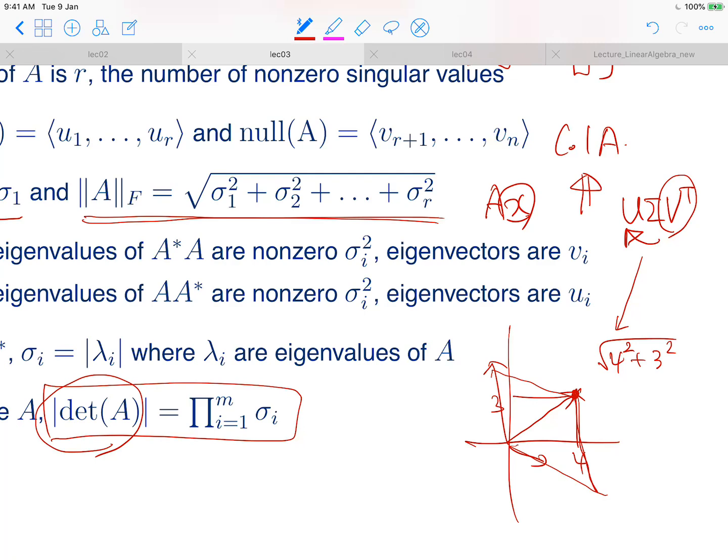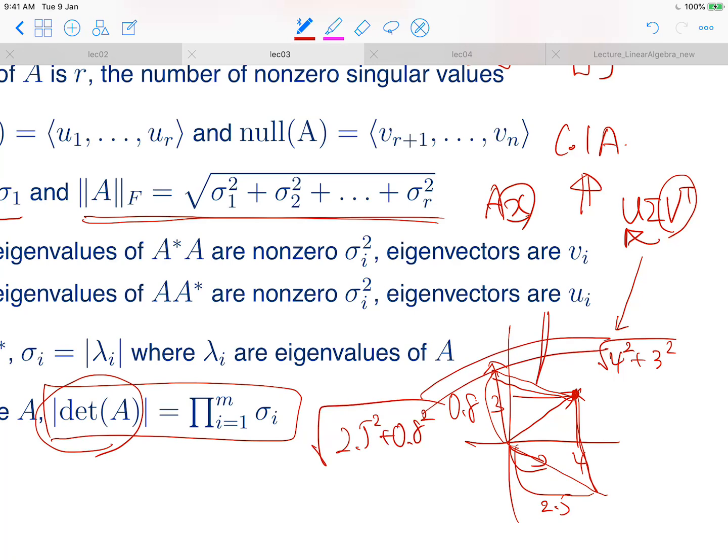In that case, the vector norm or vector length is approximately 2.5, and then approximately 0.8, for example, and then 2.5 squared and 0.8 squared. So this will of course not be equal to the original vector norm, right?